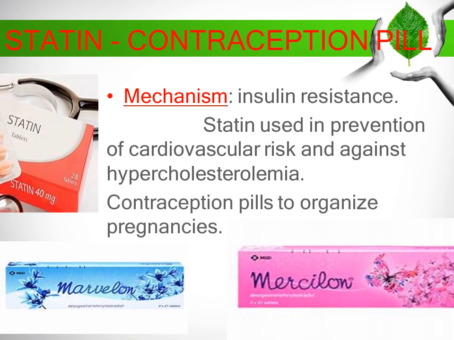And now we are going to see statins and contraception pills. You have to know that statins are used to prevent cardiovascular risk, and contraception pills are used to organize pregnancies. So the mechanism is insulin resistance.